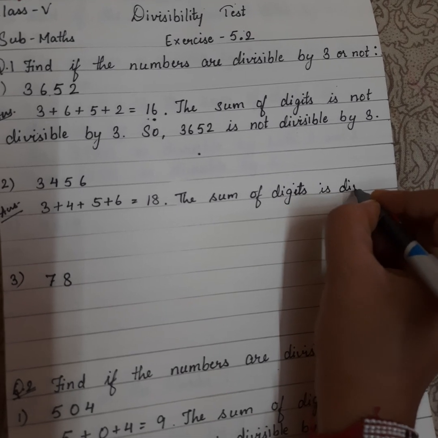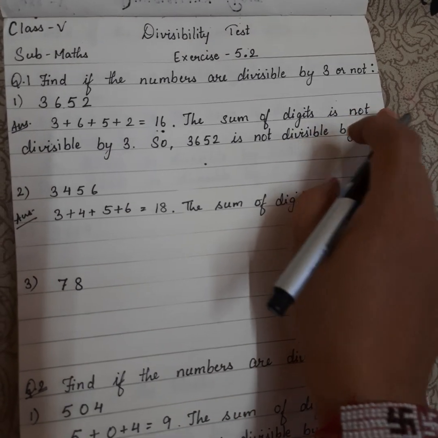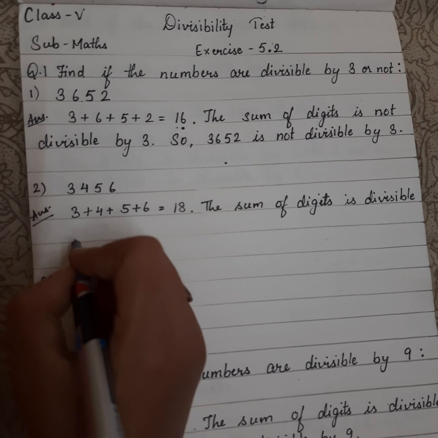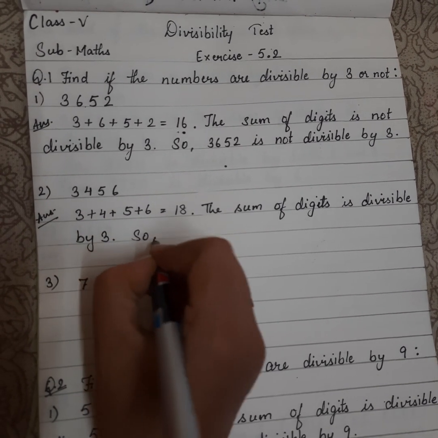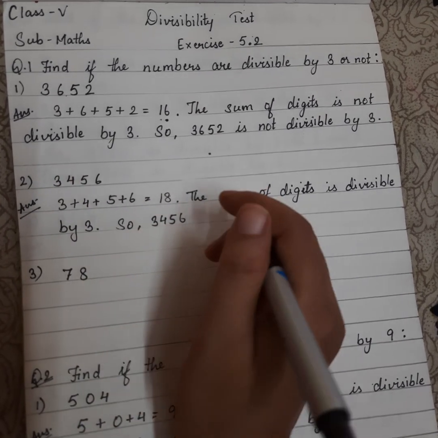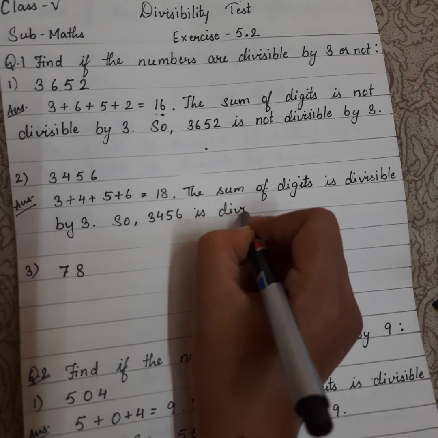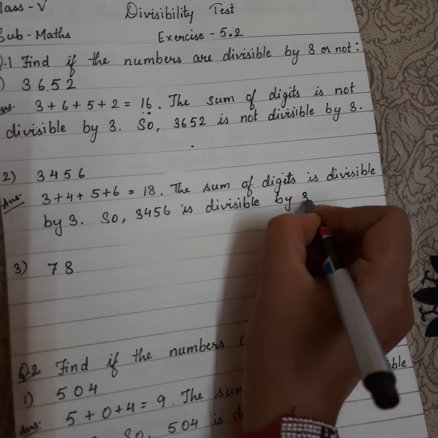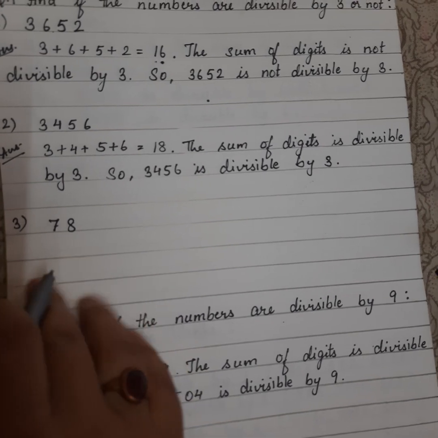So we will write here the sum of digits is divisible by 3. We will write here it is divisible. We will not write this not. Okay. So the sum of digits is divisible by 3, so 3456, whatever the number is given, you will write here it is divisible by 3. Okay. Now moving on to the next question.